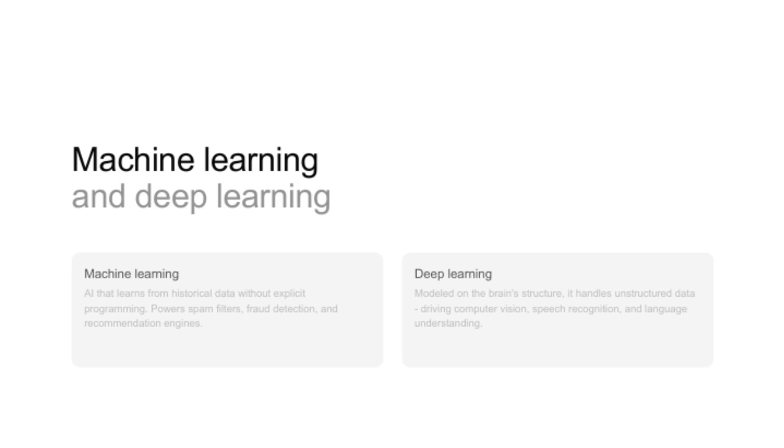It's really driving advancements in computer vision, speech recognition, and language understanding, making machines better at interpreting complex data. On the other hand, machine learning is about systems that learn from historical data without explicit programming for every task. For example, spam filters, fraud detection, and recommendation engines all use machine learning to improve their accuracy over time.